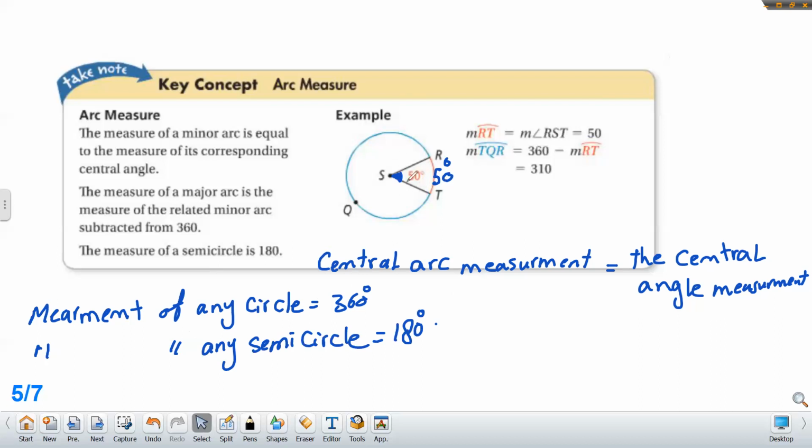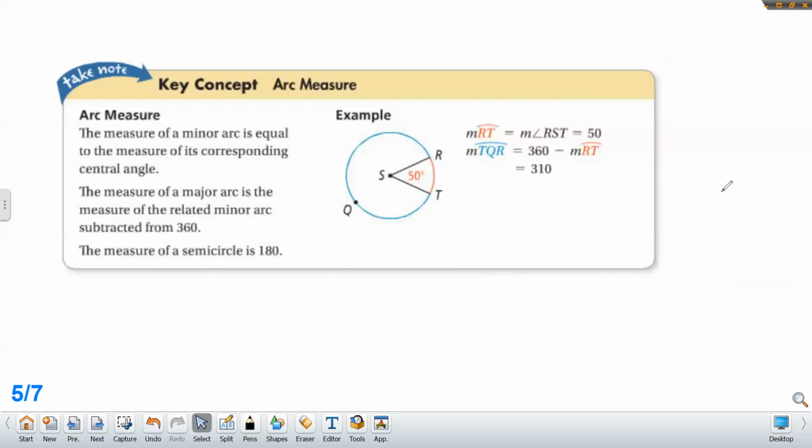If I have the measure of the arc, it's 50. So what is the measure of the major arc? In this case it is 360 minus 50, the answer is 310. Take care that if the measure equals 50, the other measure completes the 360 degrees. So in this case, it is 360 minus 50. Hope you understand that. Look at the next exercise.